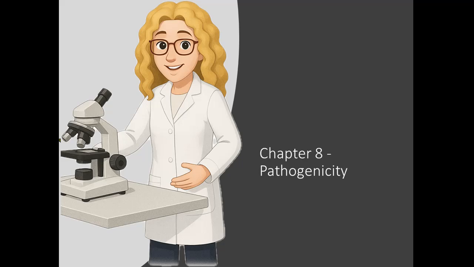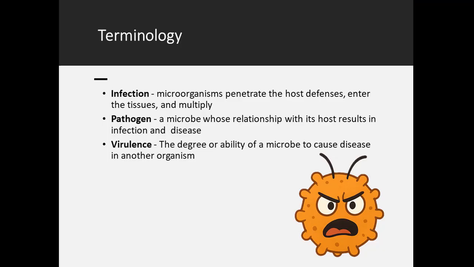In this video, we're going to look at pathogenicity. So to begin with, let's talk about three terms that you need to know. The first is infection. So microbes that are able to penetrate into a host, get past that host defense mechanism, and begin to replicate in the host, that's known as an infection. Once the microbe's able to get in a host and start to replicate.